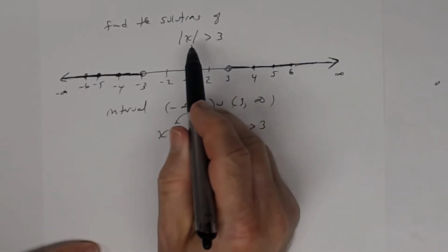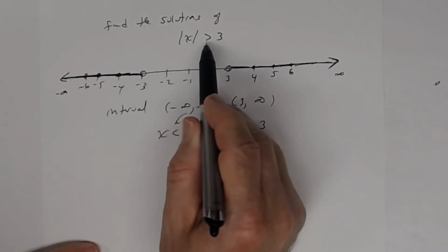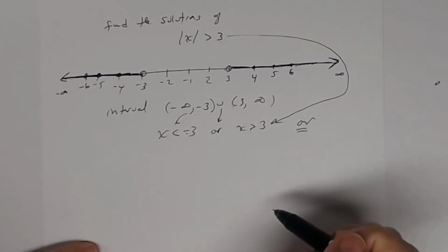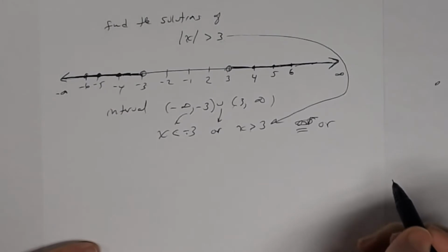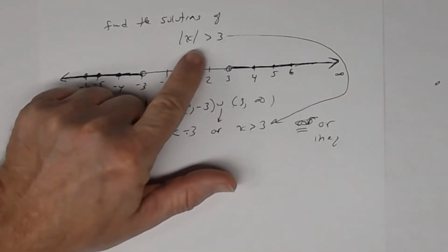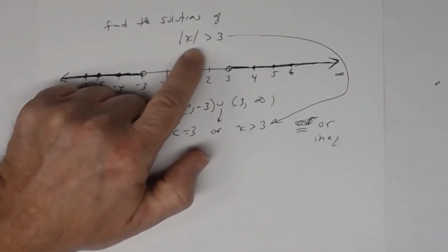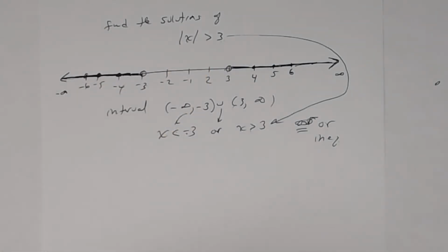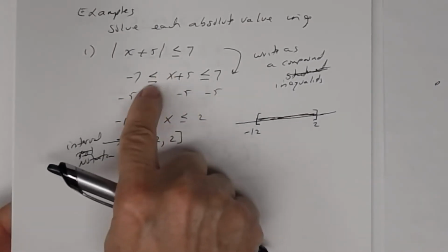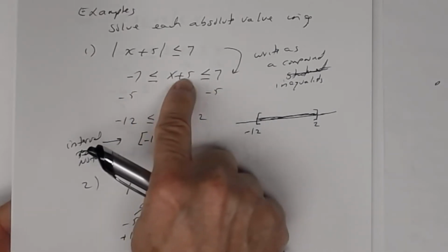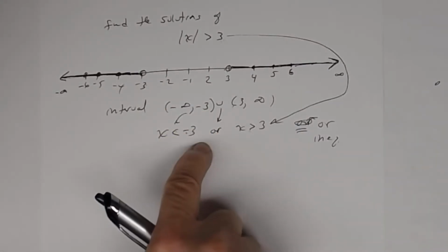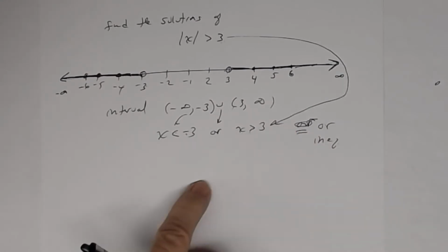So whenever you see an absolute value greater than inequality, you're going to write it as an or statement, as an or inequality. You can never, ever, ever write an absolute value greater than as a compound inequality. You cannot. The only inequality you can write as a compound inequality is if it is absolute value less than. If it's greater than, it must be written as an or statement.